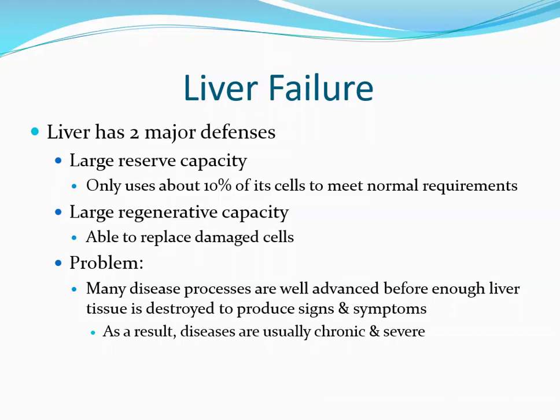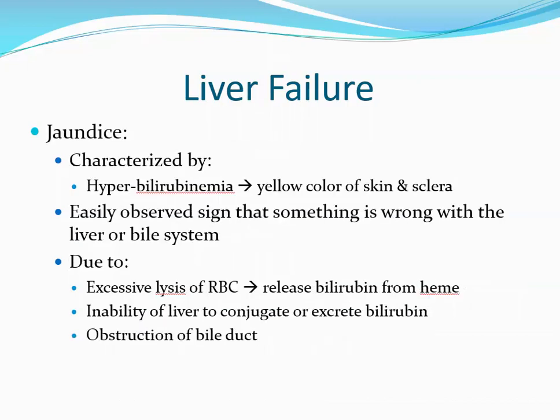What we are going to discuss here are the consequences of liver disease. The first consequence is jaundice. Jaundice is characterized by hyperbilirubinemia. This is bilirubin levels above normal. This will result in a yellow-brown color of the skin and the sclera of the eyes, as well as the mucous membranes. This is an easily observed sign that something is wrong with the liver or the bile system. Jaundice is usually always present as a part of liver failure.